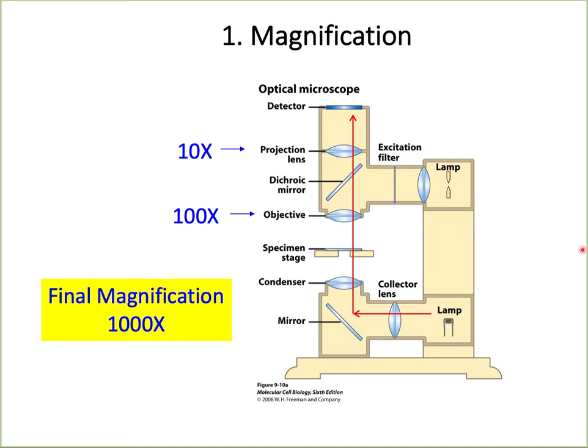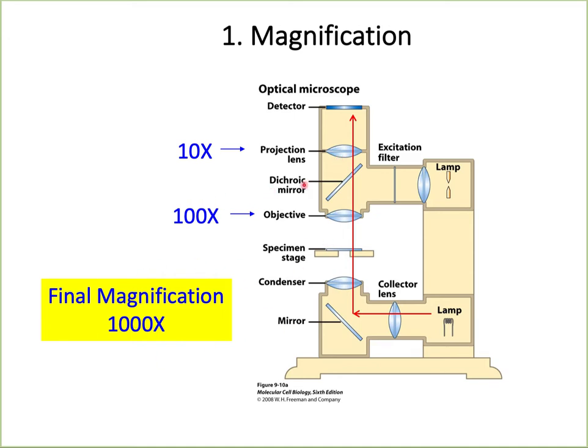So the light passes through the objective lens and then through the projection lens. It often gives an additional magnification, and in this example, it is 10x, which is usually the most common. So in this example, the final magnification is the multiplication of 100 with 10, and the total final magnification is 1000x.